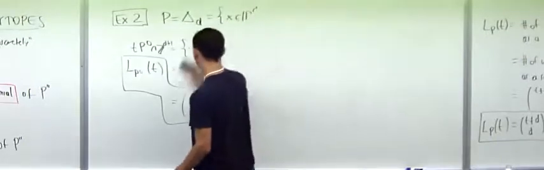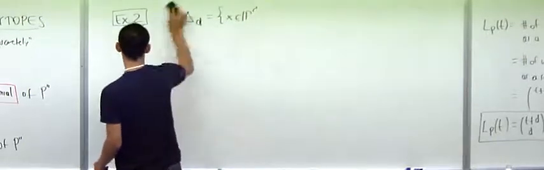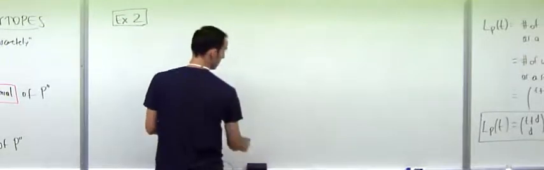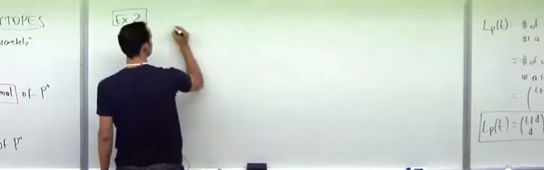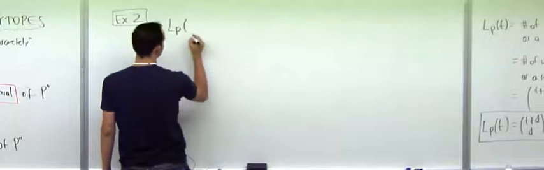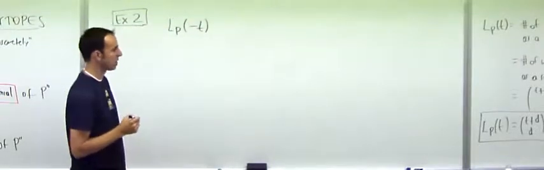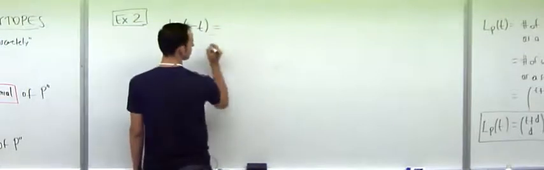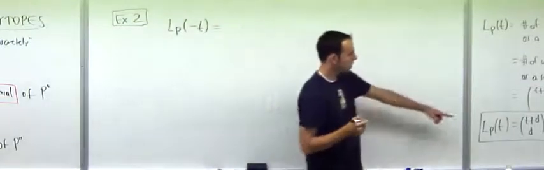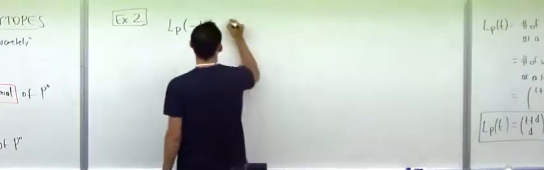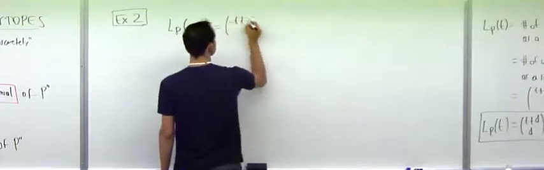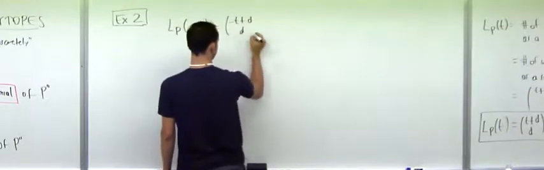Now remember that in the first example I did this strange thing, which was to plug in minus t instead of t. And I tried to see what happened. If I do that here, I'm going to get minus t plus d, choose d.